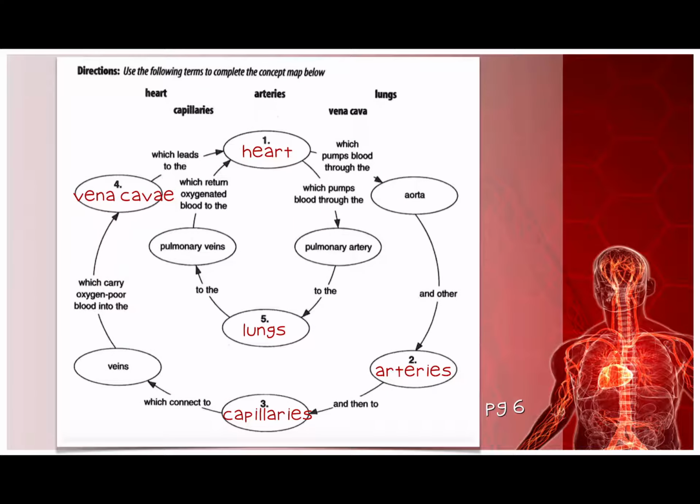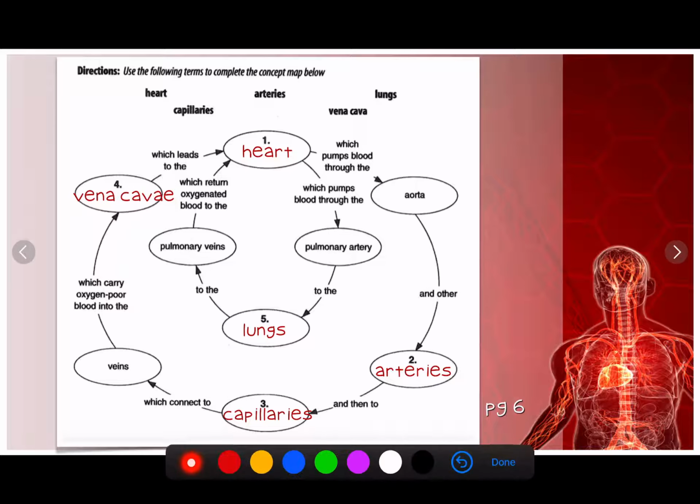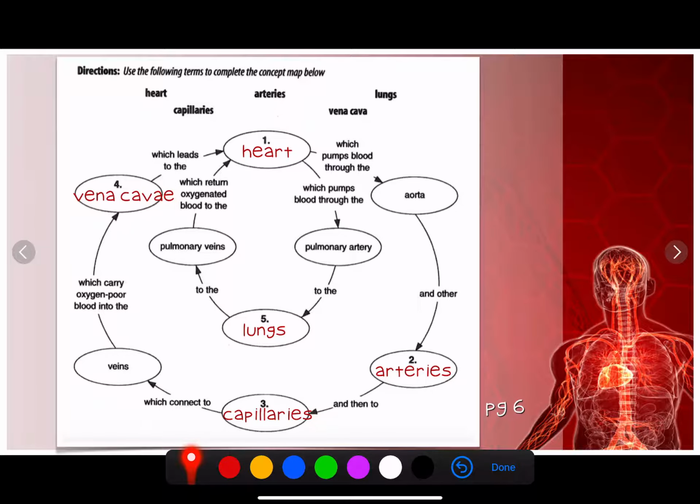So page 6, if we read the graphic organizer, the concept map, number 1, the heart, which pumps blood through the aorta, or notice it could also be which pumps blood through the pulmonary artery. If we're going through the aorta and other arteries, and then to capillaries, which connect to veins, which carry oxygen-poor blood into the vena cava, which would be the inferior or superior, which lead back to the heart.